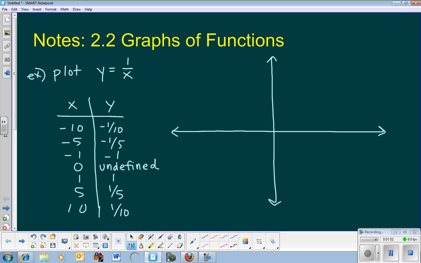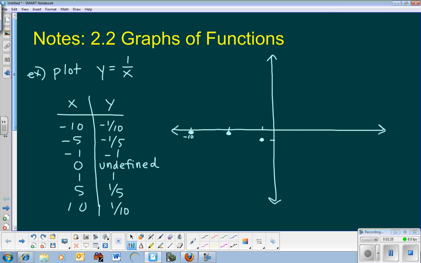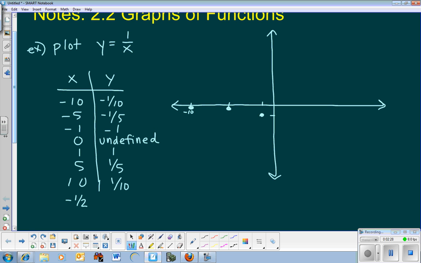So let's just plot these. At -10, I'm at -1/10. So when I'm at my furthest to the left, I am just barely negative. At -5, I'm at -1/5, so I'm just slightly more negative because 1/5 is bigger than 1/10. At -1, -1. So you can kind of get the idea, but you might need a little help. So I'm going to add in -1/2 and see what I get. 1 over -1/2 is -2. So when I go to -1/2, I'm down 2, so I'm about right here. And that one point kind of helps.